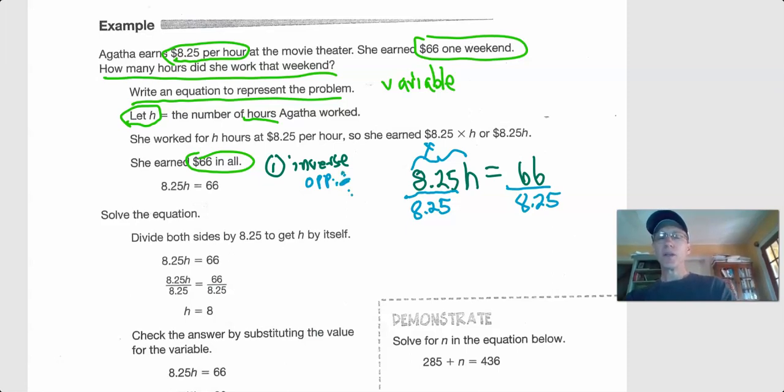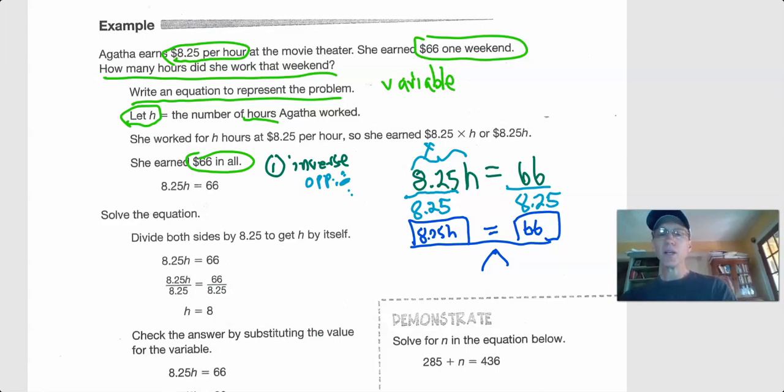So now you're going to do the same thing to both sides of the equation. And the reason you do the same thing to both sides is because an equation is just a teeter-totter. Super easy. See, there's the equal sign, here's our teeter-totter. Over on this side you've got 8.25h, and over here you've got 66. And in the middle you've got this equal sign, which means the teeter-totter is perfectly straight.